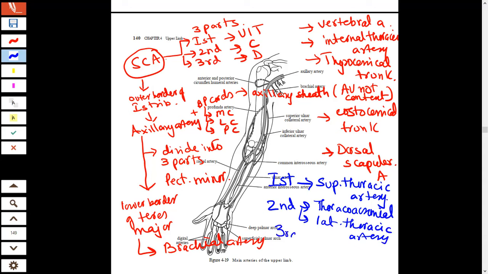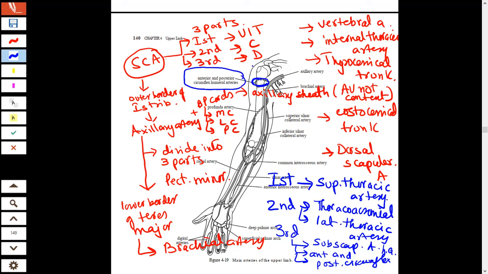And the third part, which is important, is giving three branches. Number one is your subscapular artery. And then you have the anterior and posterior circumflex humeral arteries. The circumflex humeral artery is going around the neck of the humerus bone. Okay, so this is your whole blood supply of the upper limb.